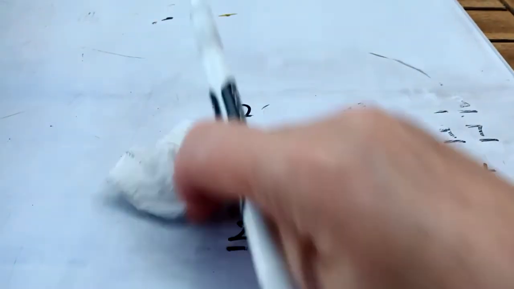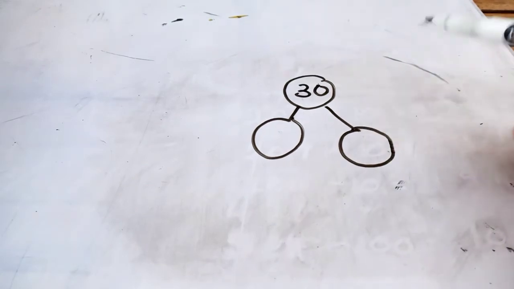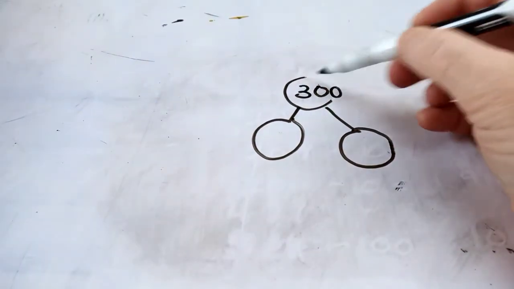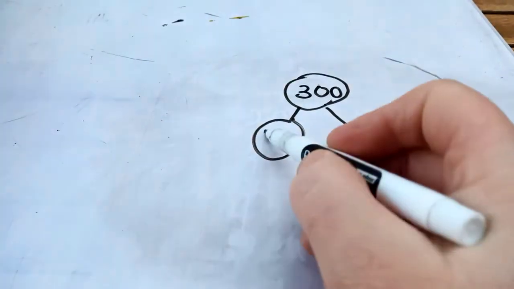Okay. Right, guys, let's have a look at doubling and halving. If I said to you, what is half of 30? What would you say? Well done, you'd say 15. But if I said what's half of 300, what would you say? Well done, you'd say 150.